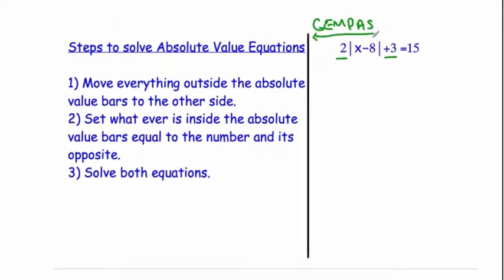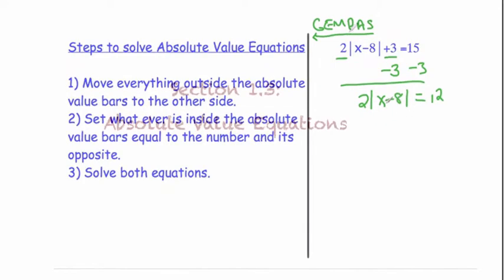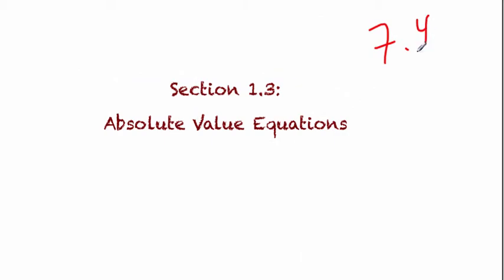So I'm looking at, I have an add, and then I have a multiply, it's 2 times this. Alright, so I'm going to subtract 3 from both sides. Now I have 2 times the absolute value of x minus 8 equals 12. Well, where did that come from? So that came from 7.4. That was Sully, teaching how to do absolute value in Algebra 1, 7.4.